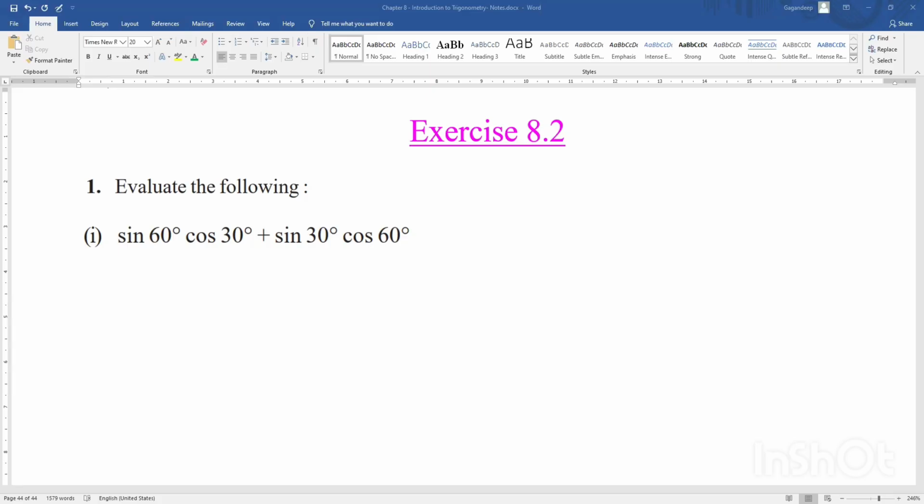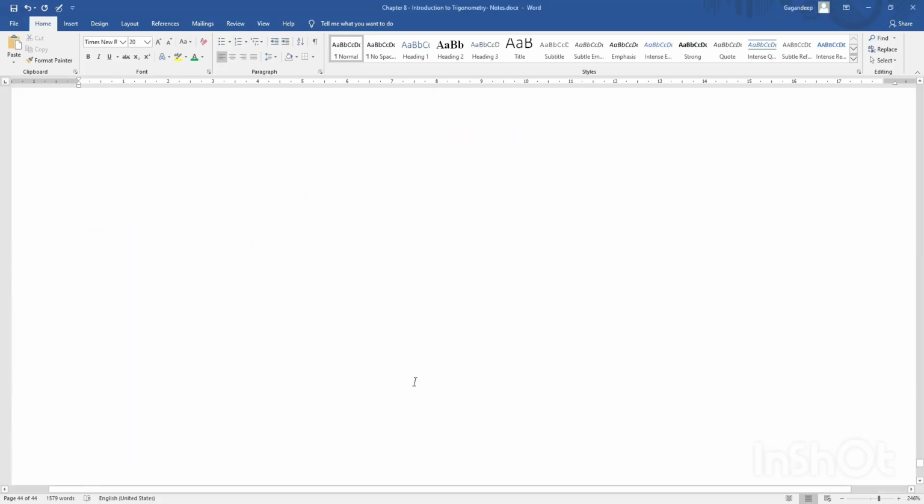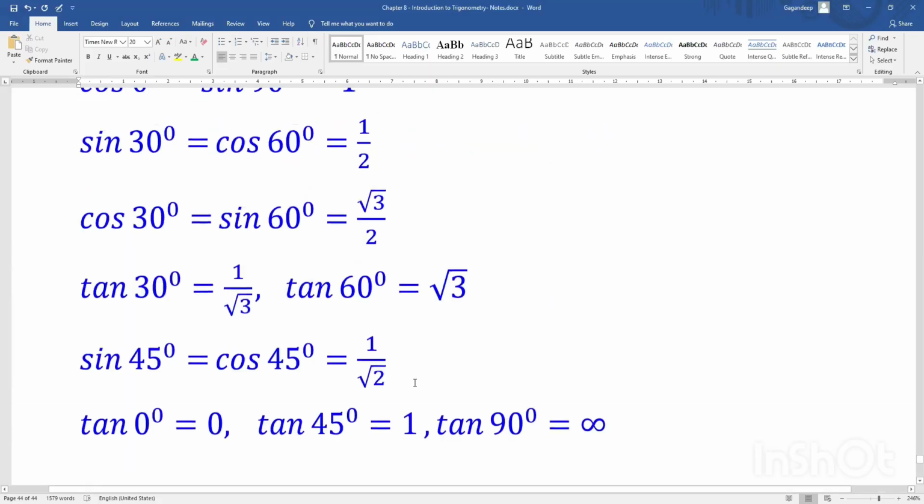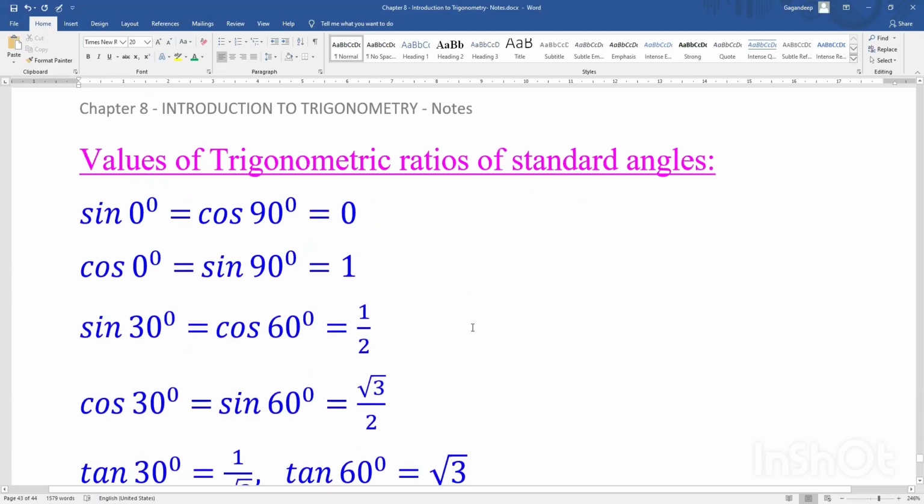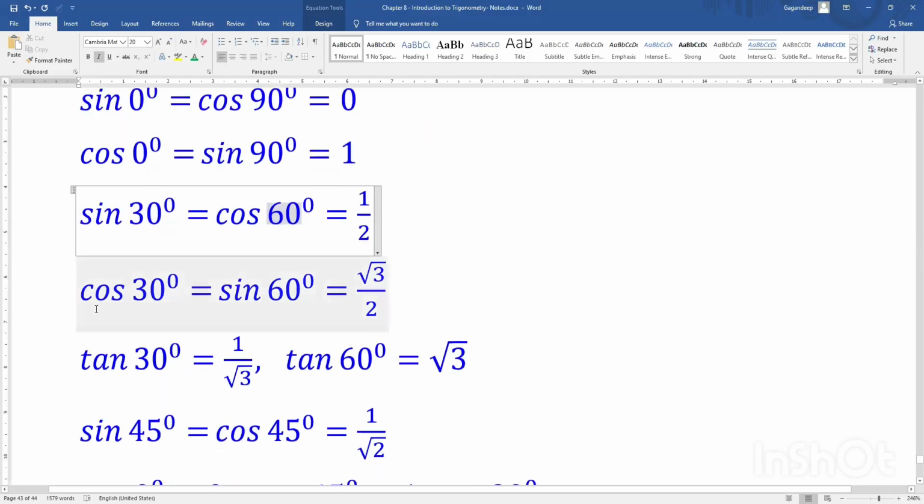So now we are going to revise the formulas that we are going to use for this exercise. Here we have the values of trigonometric ratios of standard angles. Sin 0 equals cos 90, both equal to 0. Then cos 0 and sin 90 will be 1. Sin 30 and cos 60 are 1 by 2. Cos 30 and sin 60 are root 3 by 2.